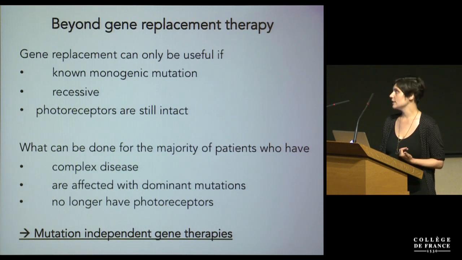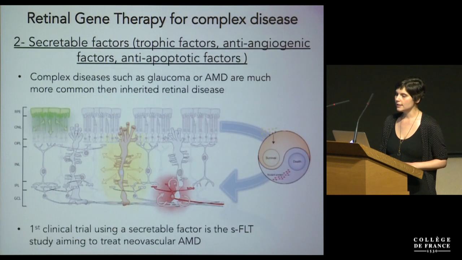What we can do for these people are the approaches that we call mutation-independent gene therapies. What are those? They come in several forms. One idea is to use secretable factors for gene therapy. These secretable factors are mostly dealing with the consequences of the disease rather than the cause, and this is why it's mutation-independent gene therapy. There's been a first example of using this approach in the clinic. The secretable factors can be trophic factors, anti-angiogenic factors, or anti-apoptotic factors, and they can be useful in complex diseases just as well as inherited diseases. And this is what's nice about them.